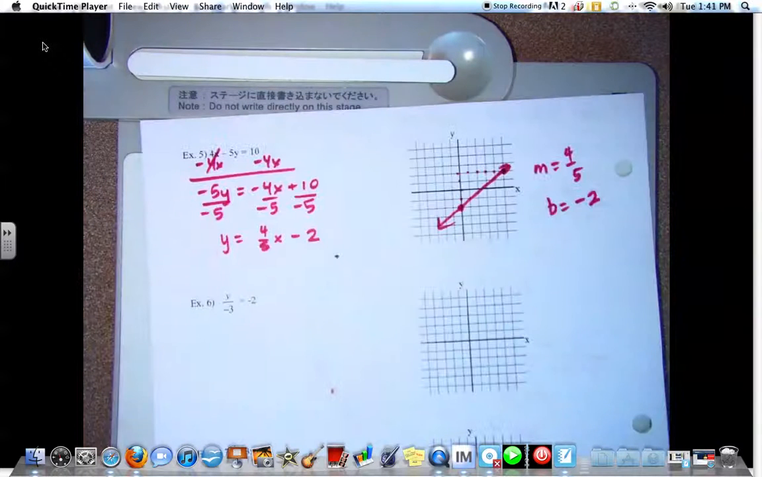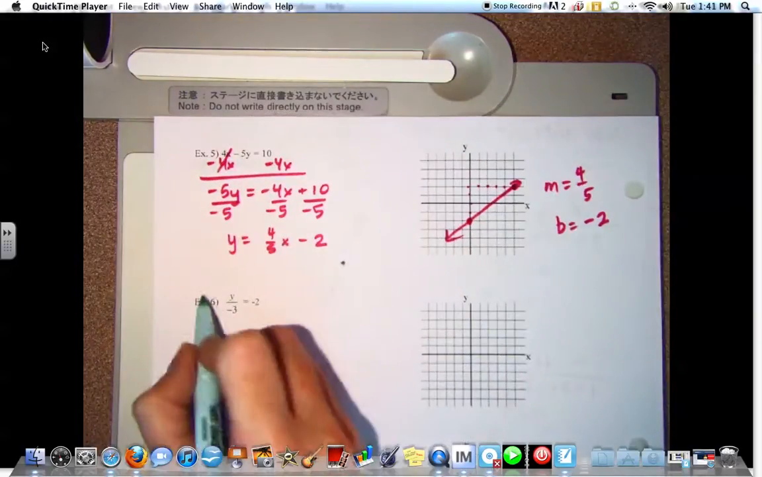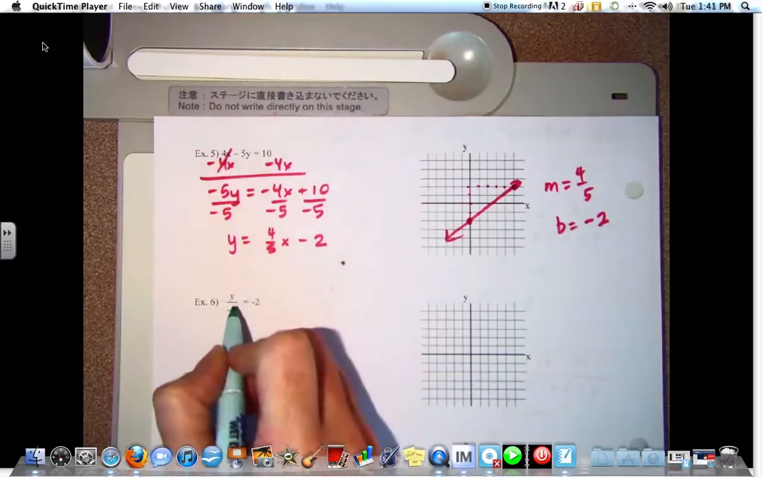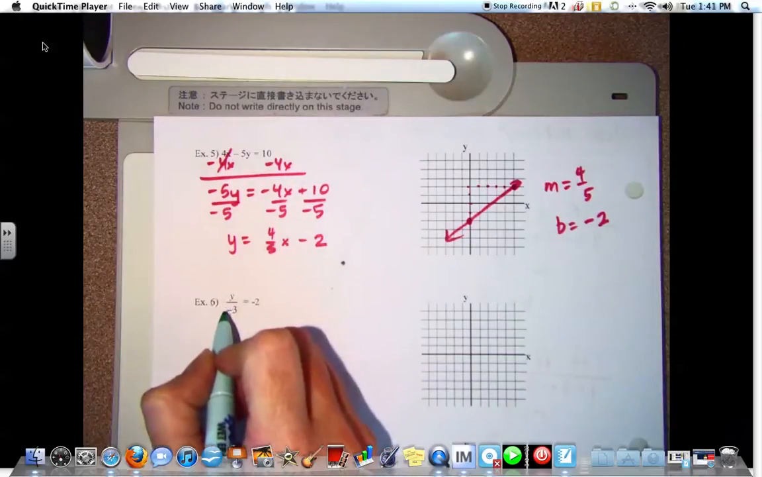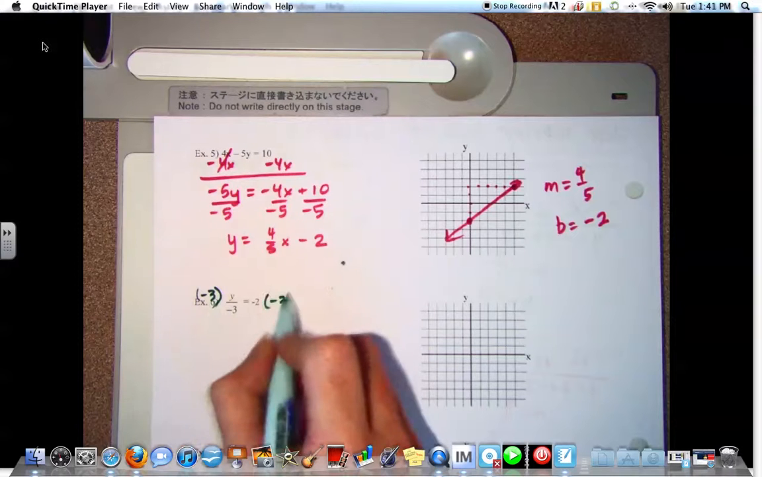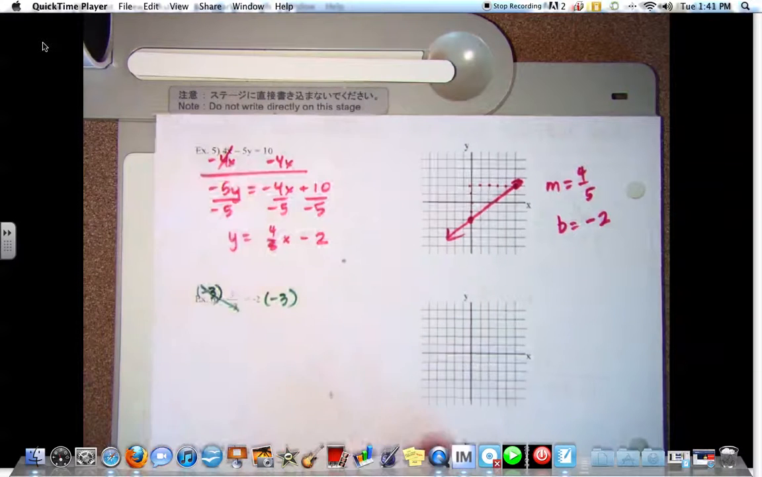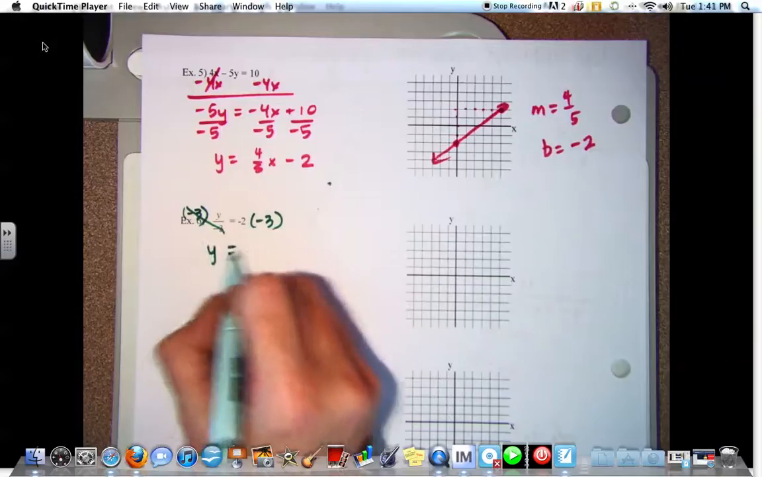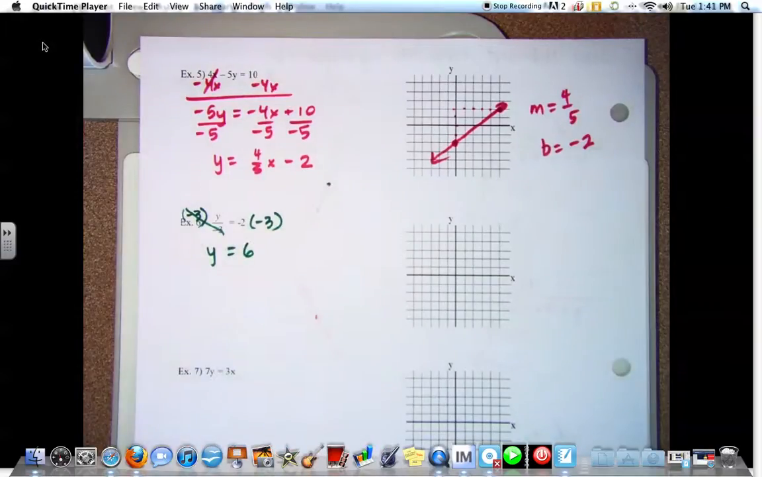All right, example 6. y equals 6. Are you going to tell me how you did it? I multiplied by negative 3. Multiplied what by negative 3? The fraction. We're multiplying both sides by negative 3. And so you get y equals 6, because two negatives make a positive.